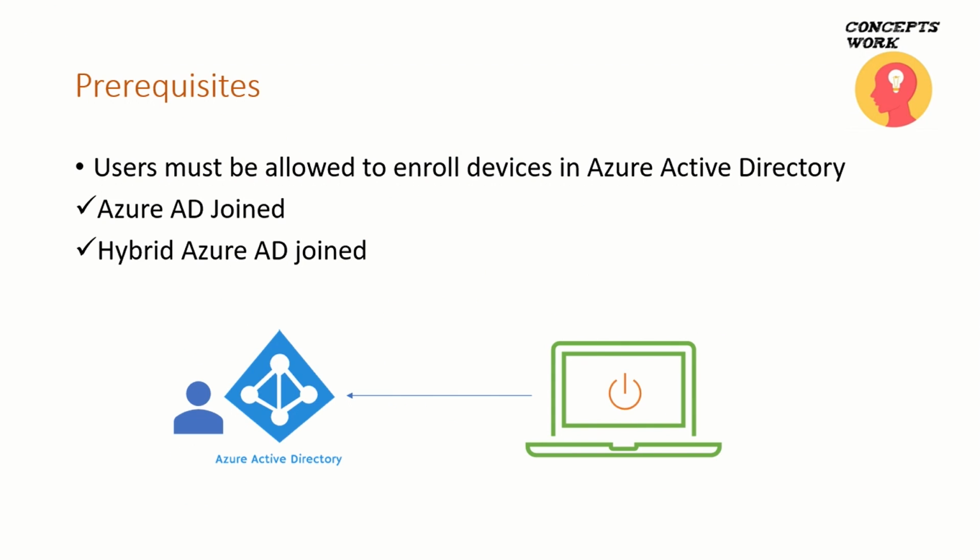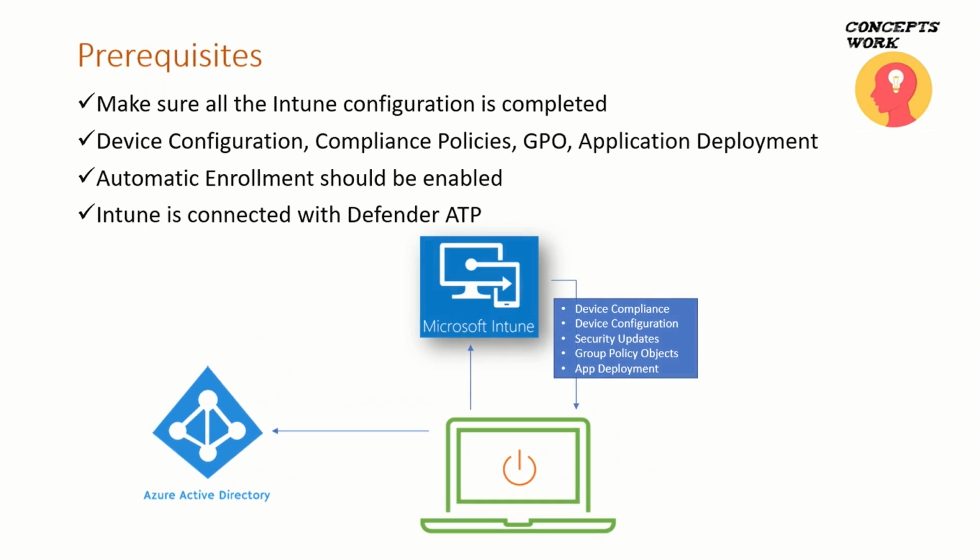The second one is that since the device is getting Azure AD joined, if you have enabled automatic enrollment, the devices will get onboarded to Intune. So make sure all the device compliance policies, device configuration policies, or any feature related to Intune for which you have created different policies, the respective user should be in scope.